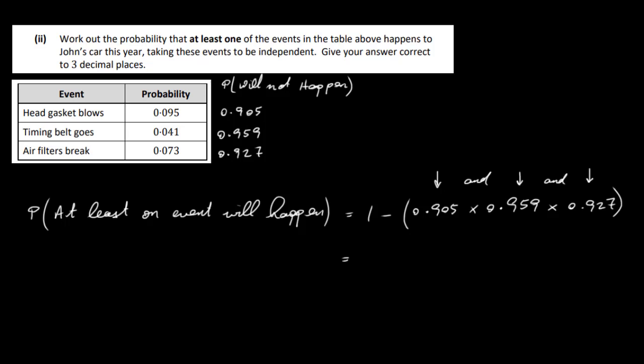So it's just a little bit of calculator work after that, and when you do that you get 1 minus 0.804538665. Now we've got to work this out to 3 decimal places, so when you do that you get 0.195, and that's to 3 decimal places. Okay, and that's it for this particular question.